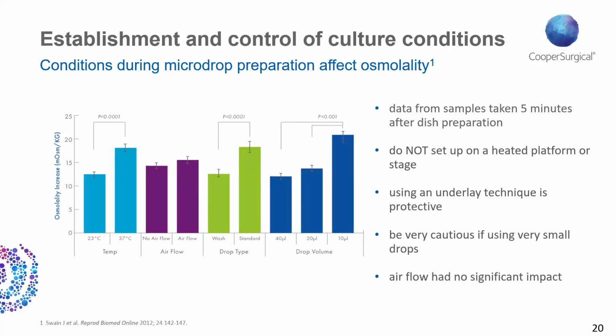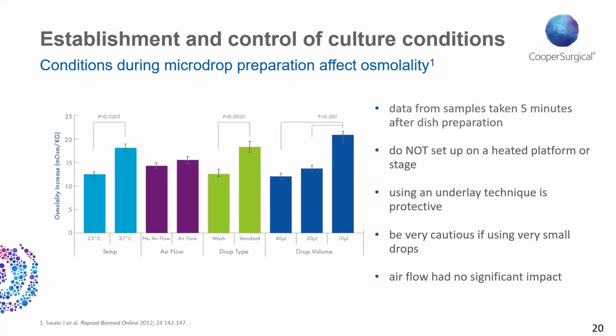So unsurprisingly, if you make the dishes at 37 degrees, you get a significant increase in osmolality as you make the dish. So these are tested immediately after. These aren't in long-term culture. These are just looking at the impact you have when you're making the dishes. Interestingly, airflow doesn't seem to make too much of a difference. So we need to be aware that we need to keep airflow on and the flow cabinet uncluttered to maintain sterility, because of course that's an equal factor in our minds.